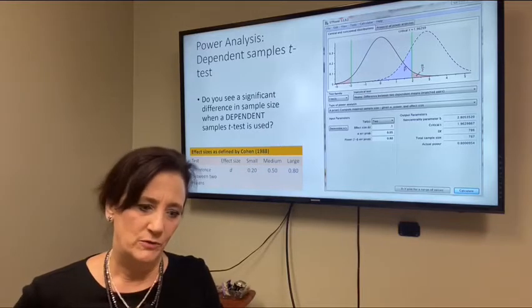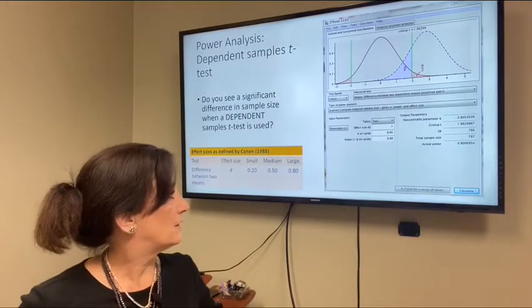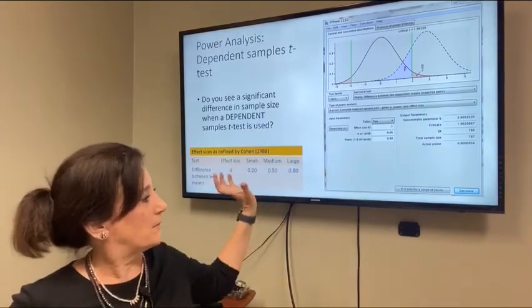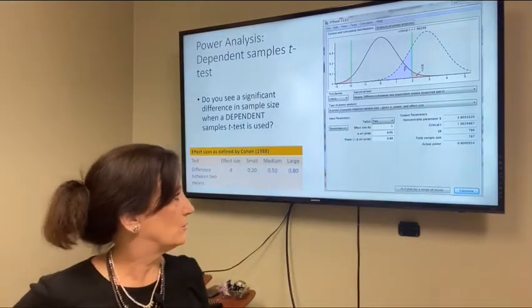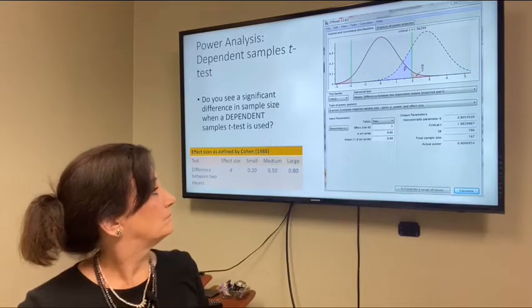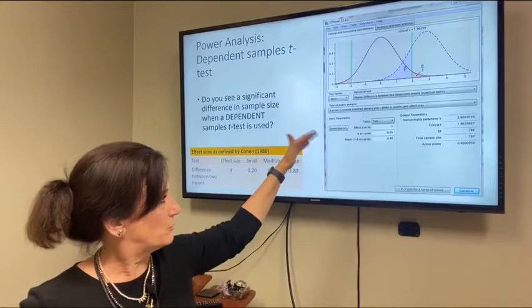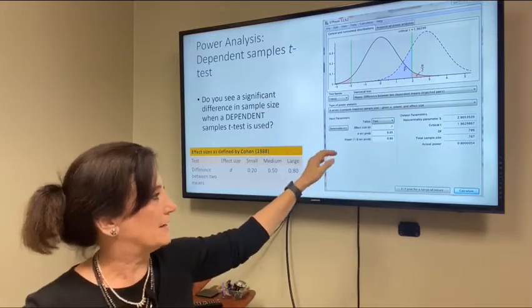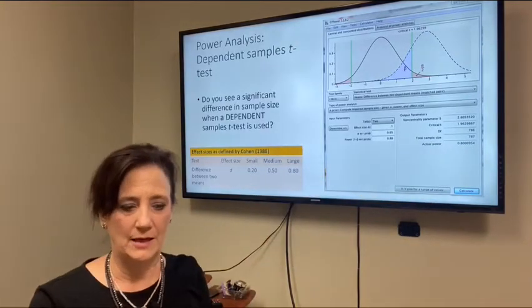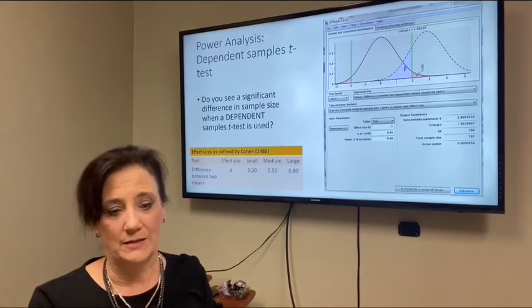Okay, so now let's move to dependent samples t-test. This time we're looking at using effect size dz, which was determined by plugging some information into the determine screen. Again, the alpha was 0.05, power is 0.8. Total sample size for that one is then 787. So small effect sizes equate to larger sample sizes needed.